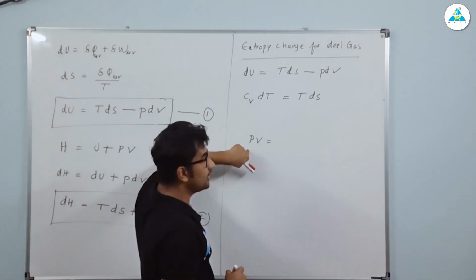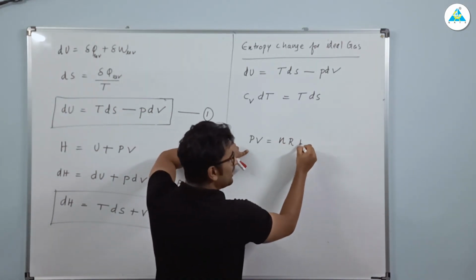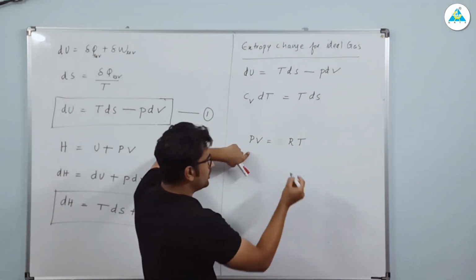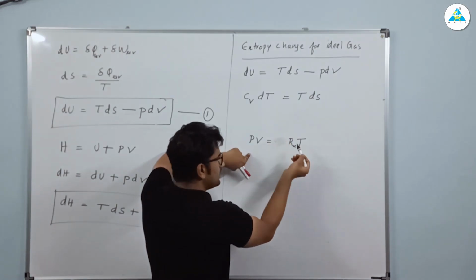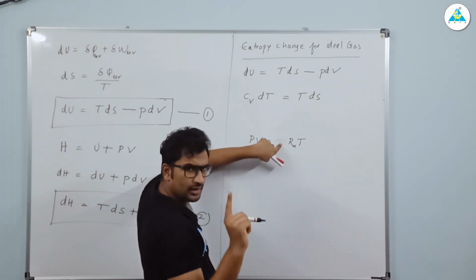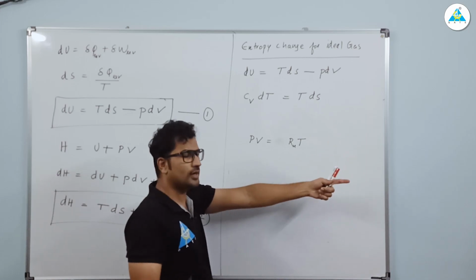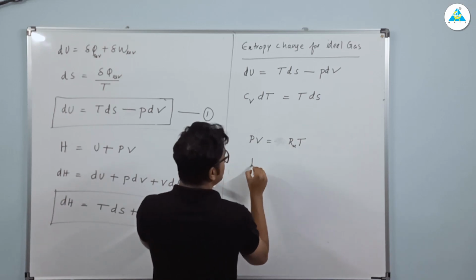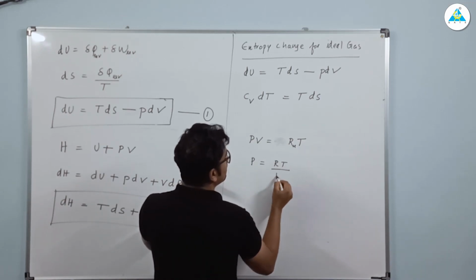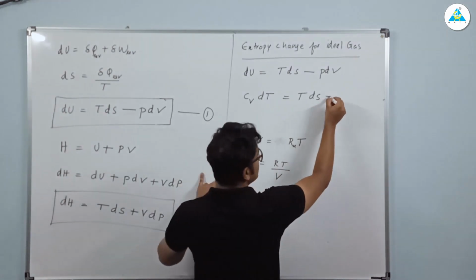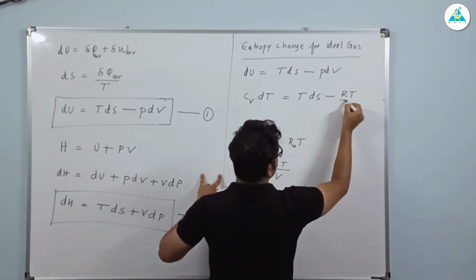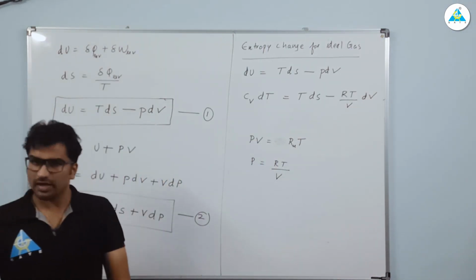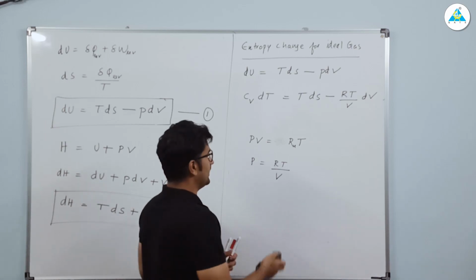So PV, we know, is nRT. I am taking number of moles equal to 1, so PV is equal to RT. R is the universal gas constant. Instead of n, I am taking 1. You can use the number of moles later, no problem. So what is the value of P? P I can write as RT by V. So substitute here: TdS minus RT by V into dV. Try to write it with me, otherwise you will not understand.